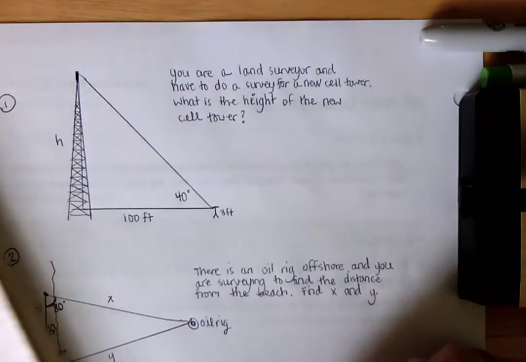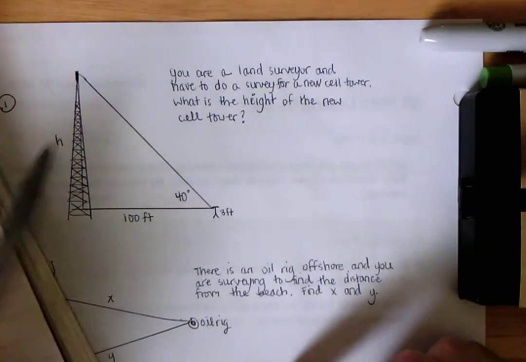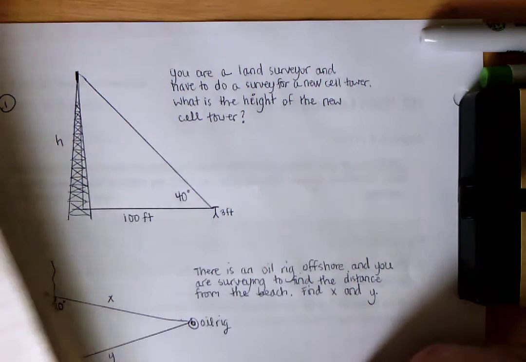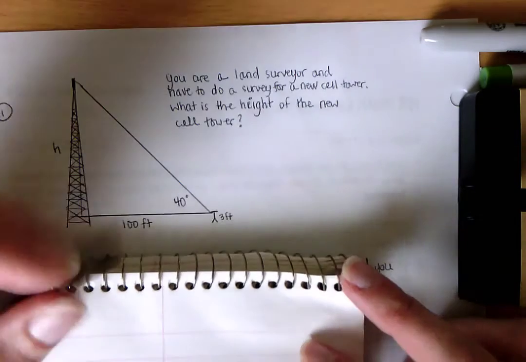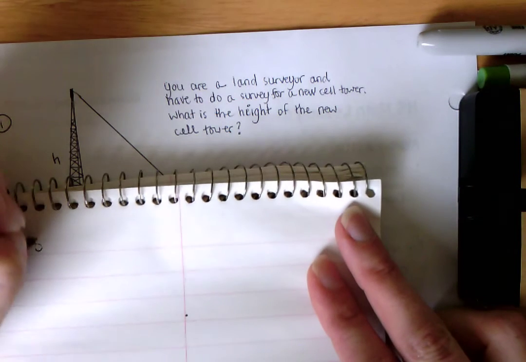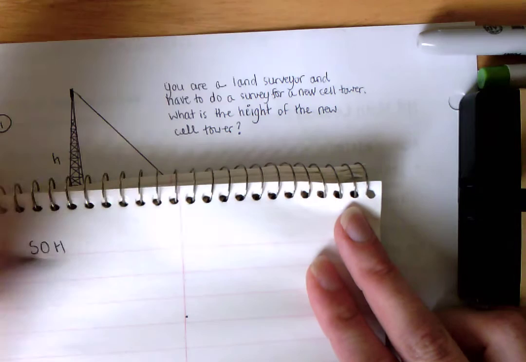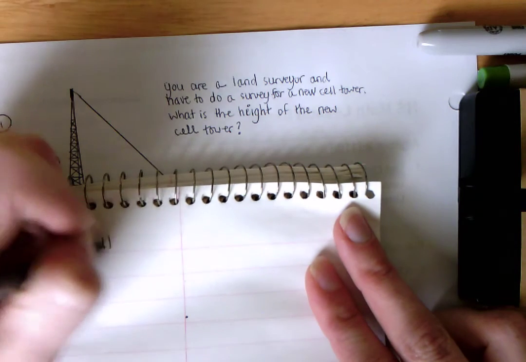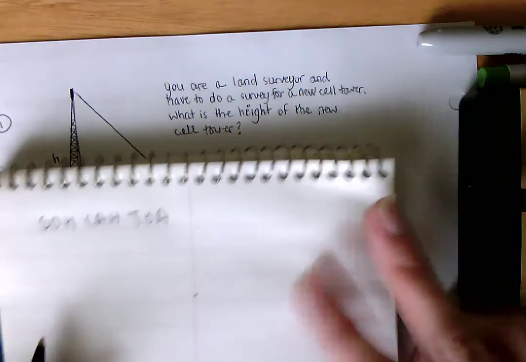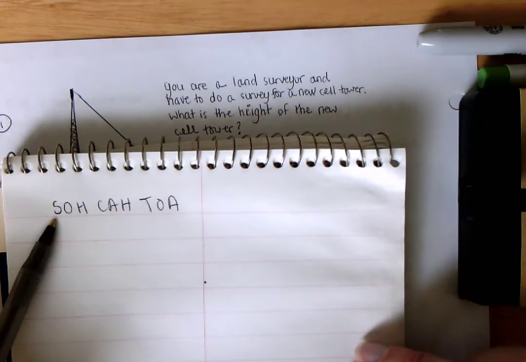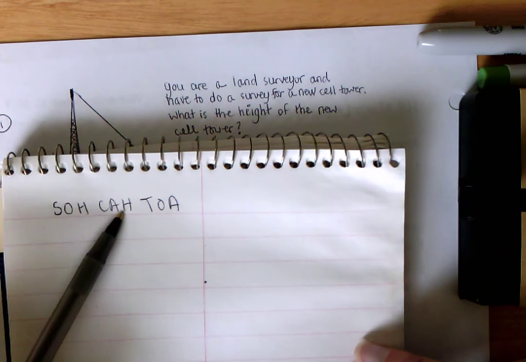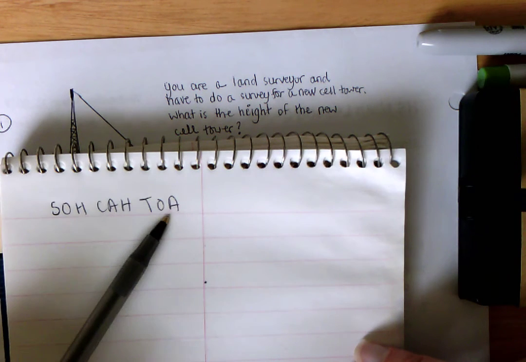So what we have to do is set up a ratio. We have to use sine, cosine, or tangent. So we always have to remember to always write down SOHCAHTOA, right? You always want to remember to write that down. So sine stands for opposite and hypotenuse, cosine is adjacent and hypotenuse, and tangent's opposite and adjacent.